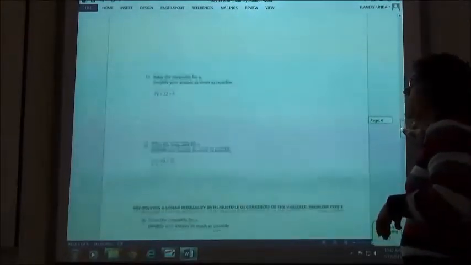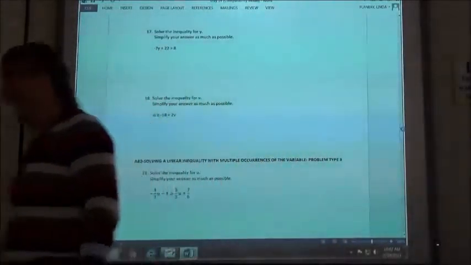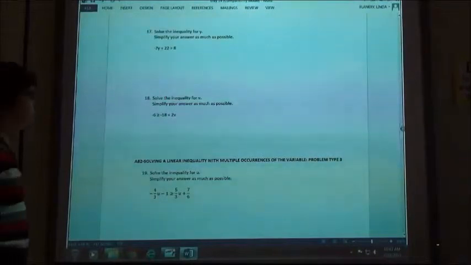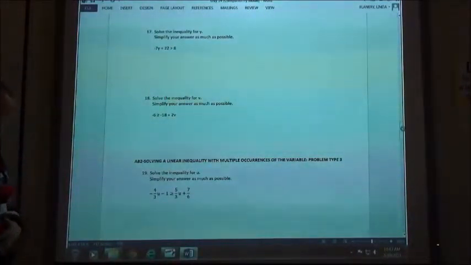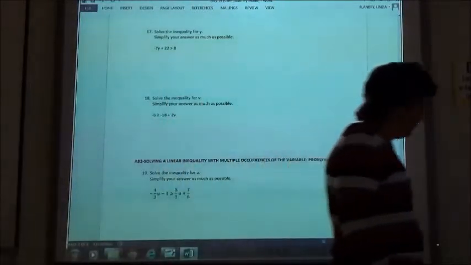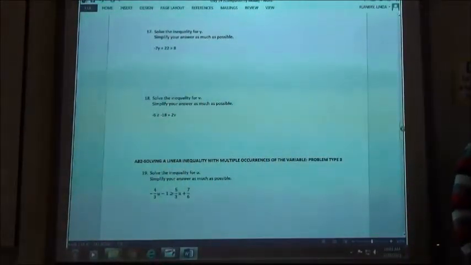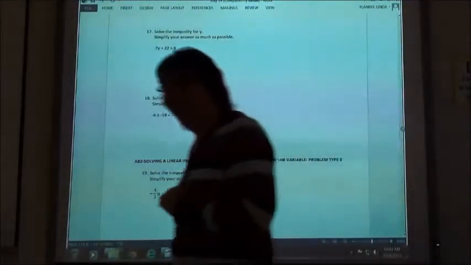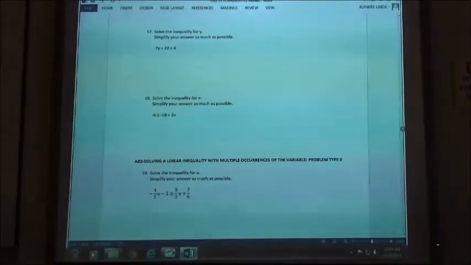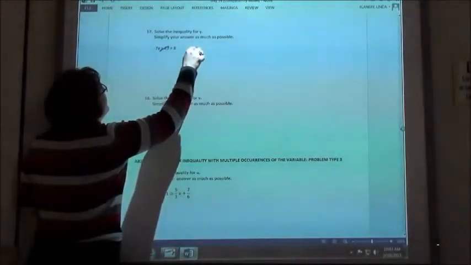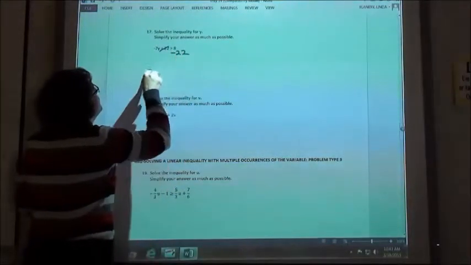Alrighty? So number 17, if I want to solve that for y, the first thing I'm going to do is bring negative 8. What one are you moving? I was going to move the 8. Now if you move the 8, it's going to be on the same side as the y, right? We want to get the y by itself. I've got to move the 22. How am I going to move that 22? It's going to be minus 22. So negative 7y is going to be greater than, and then I have to do 8 minus 22.